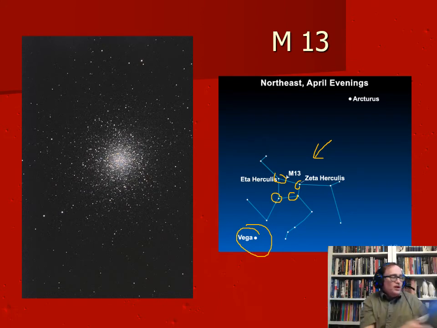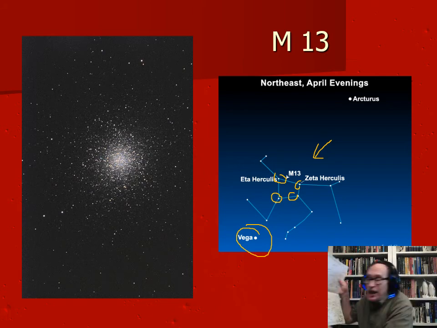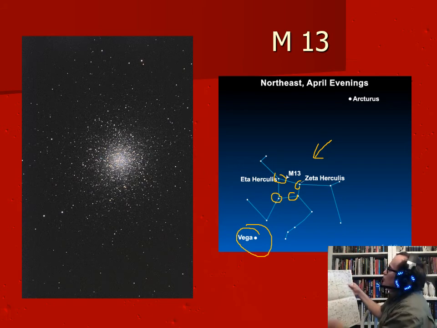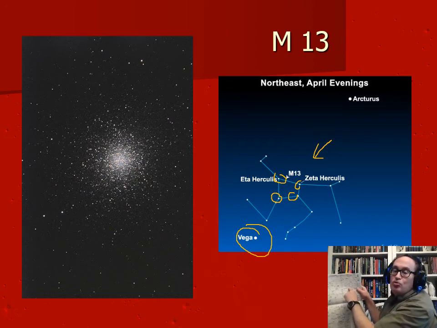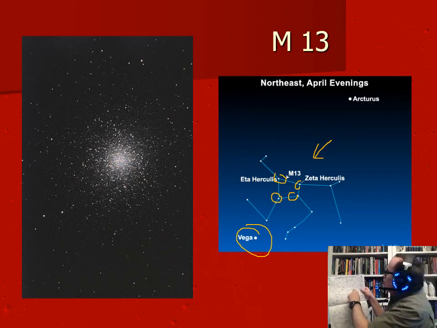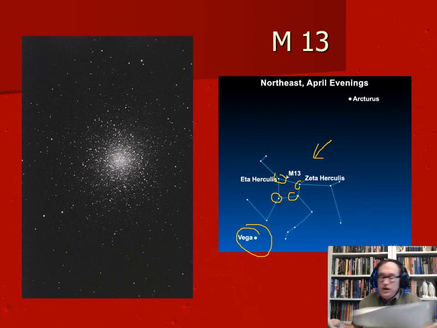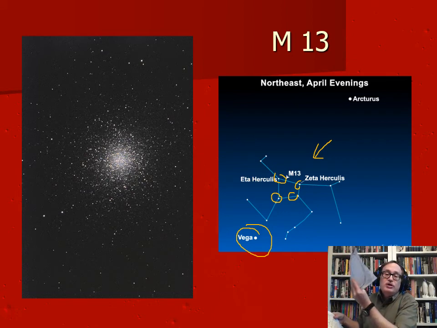Another tool that you have is the Mag5 Atlas. I've actually scanned this for you. So map 6 of the Mag5 Atlas shows where Hercules is and shows where M13 is. By the way, M13 is also marked on this little sky map right here, the evening sky map.